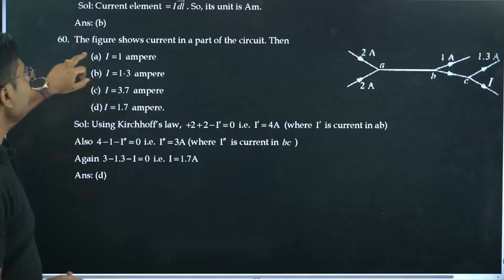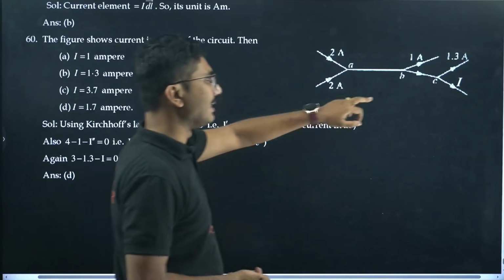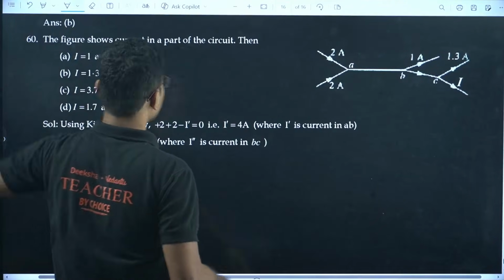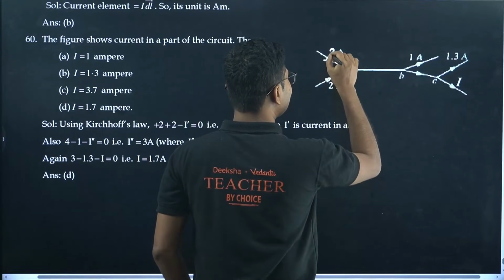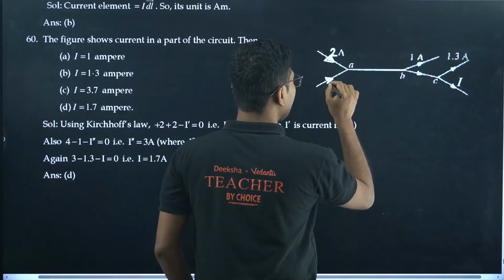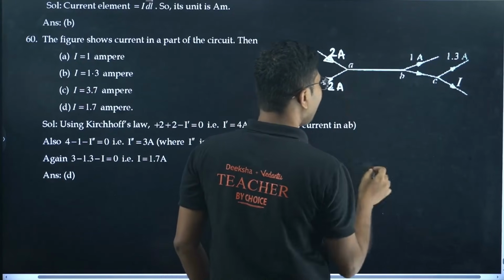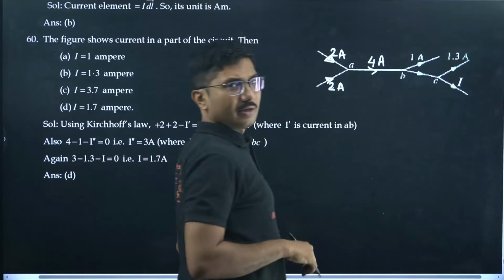Now here the figure shows current in a part of the circuit, then what is the value of I? So here as you can see, let me show that clearly. Here we have 2 ampere going in this direction. Here we have 2 ampere going in this direction. Okay, and so what will be the total current over here? Total current must be 4 ampere, right?